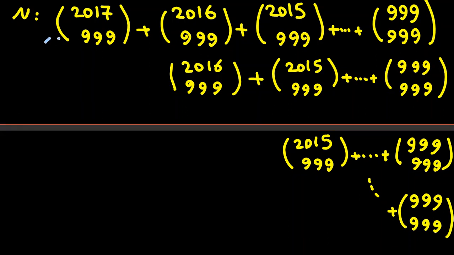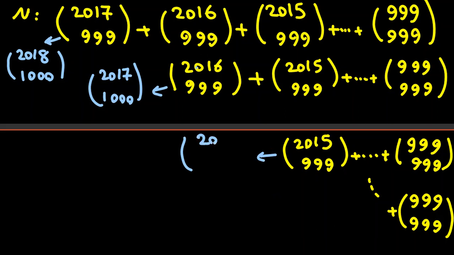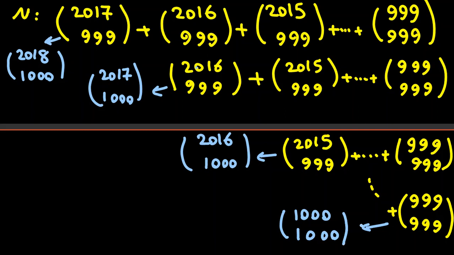Now I want to apply the hockey stick identity. The first one is what? This one. It is exactly the hockey stick identity. You should say this plus one, choose this plus one: 2018 choose 1000. This one again, you write until here, the last one. This plus one, 2017 choose this plus one, 1000. The next one, this plus one, 2016 choose 1000. And the last one also, because we want to have the same pattern, this plus one, 1000 choose 1000 is 1, and 999 choose 999 is also 1.